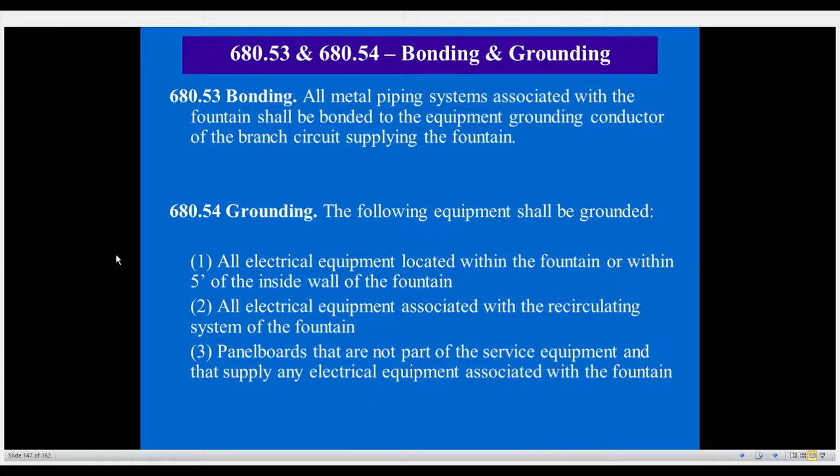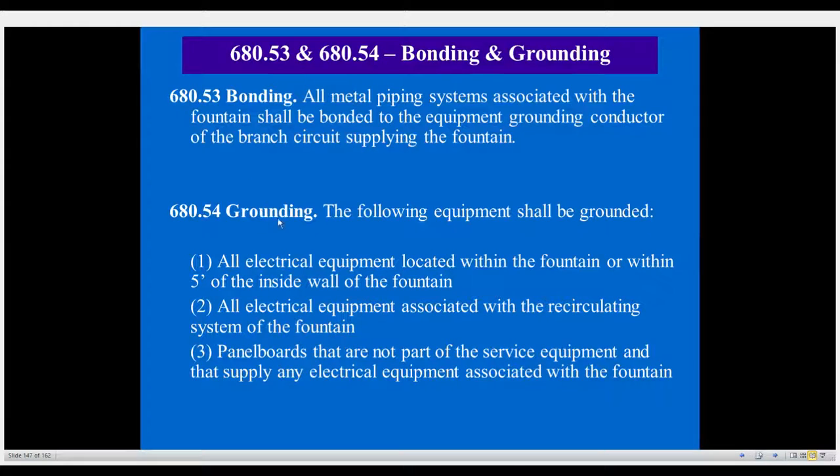Now, what about the bonding and the grounding aspect of it? So we're dealing with the fountains again, and we're going to talk about the bonding. It says all metal piping systems associated with the fountain shall be bonded to the equipment grounding conductor of the branch circuit supplying the fountain, okay? And again, just to remind you that those equipment grounding conductors are going to be sized based on 250.122 of the National Electrical Code. That's going to take you back to Chapter 2 requirements in 250. All right, size it based on the size of the overcurrent protection device ahead of it, of that circuit. Okay, so that's the bonding aspect, it's done that way.